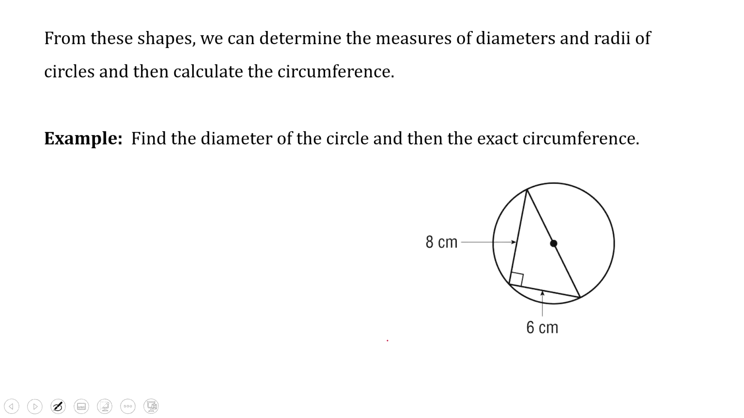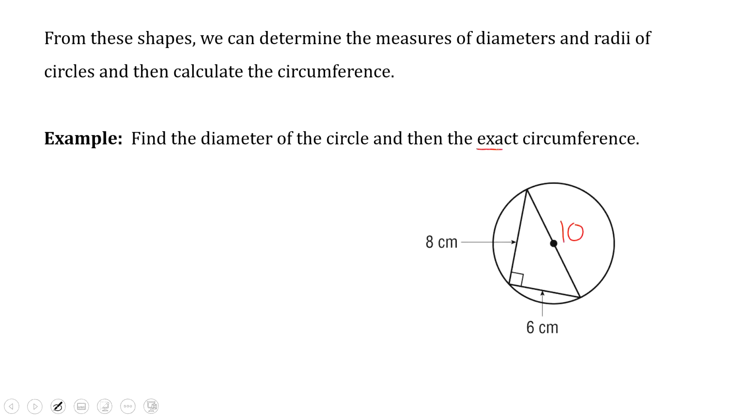So we look at our problem here. We have a side of 6 and a side of 8. We may be able to recognize that as a 3, 4, 5 triangle. If we do, that tells me that my hypotenuse is going to be the 5 times 2 side. So my diameter then is 10. Again, if you don't recognize it, that's okay. Just use the Pythagorean theorem. 8 squared plus 6 squared is going to equal c squared, or diameter squared. When you do that math out, it comes out to 10 as well. So now I know our diameter is 10.